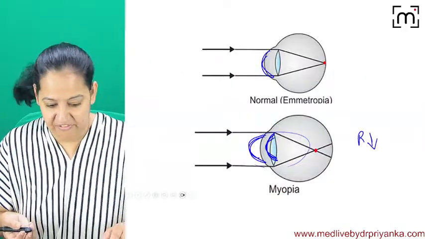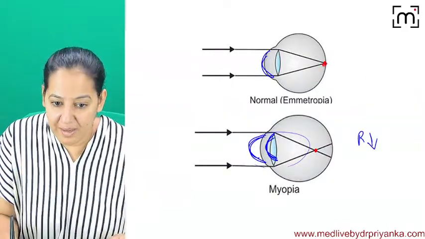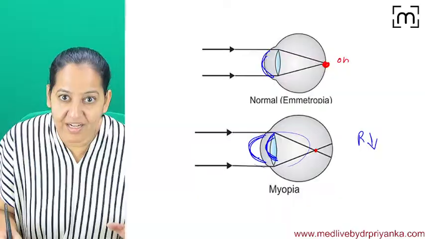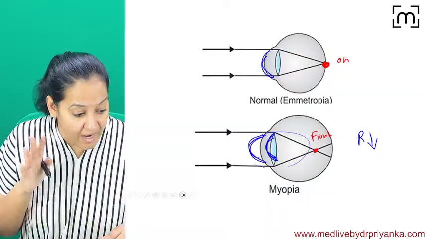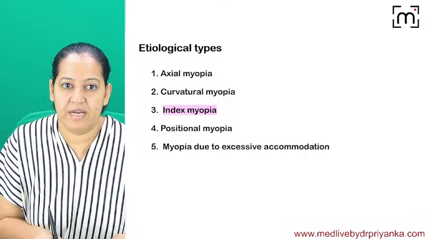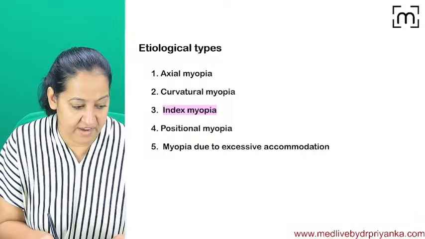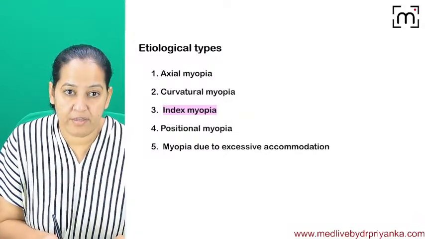So since the refractive power of the lens is increased, the image instead of forming on the retina is forming in front of the retina, because the refractive power of the eye becomes more. Okay, so that is curvatural. Everyone got it? Anyone have any doubt? Please do ask. Say yes or no. Okay, I will explain again. You people are not asking. I don't know why.